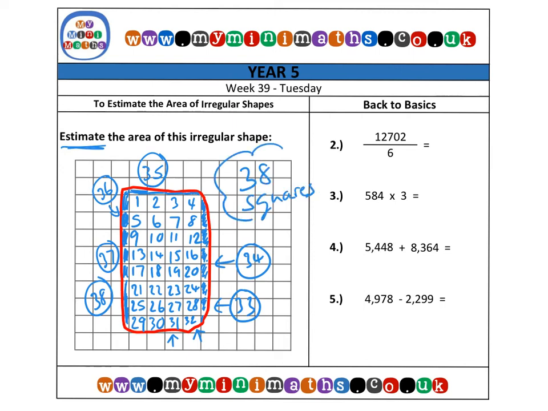squares. Have a practice with the other ones, and don't forget, it's only an estimation. You're not looking to be exact, but always take care and try and be as accurate as you possibly can.